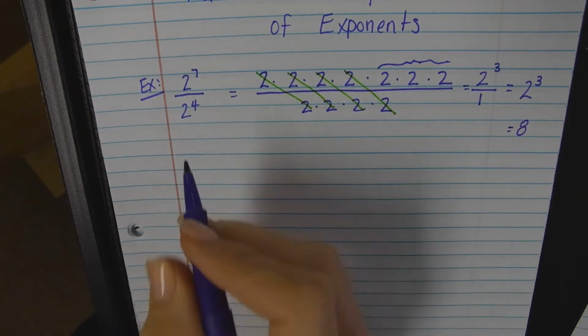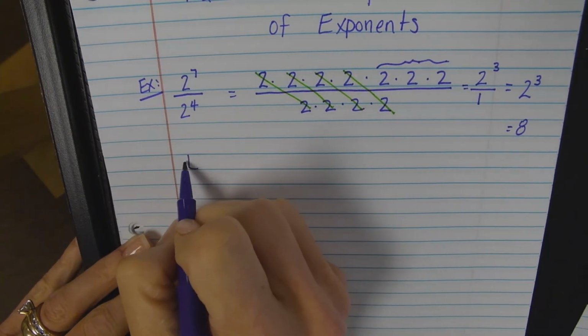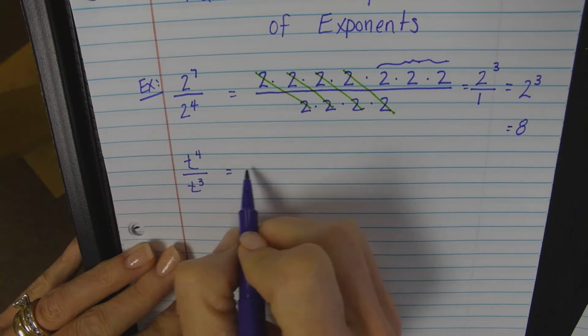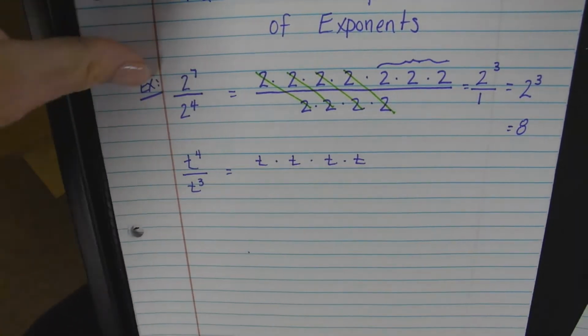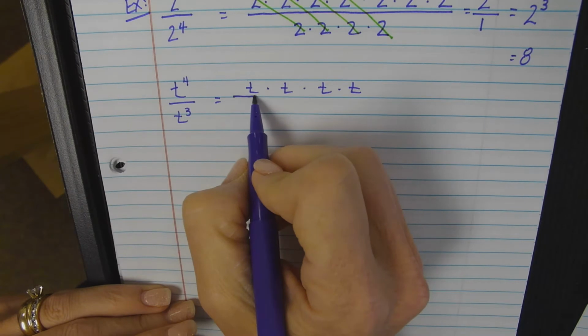All right, let's do another one. Whoops. That's a T. Okay, what's our base here? T.